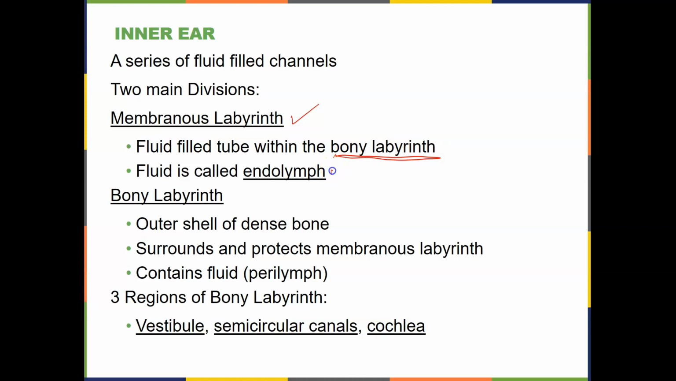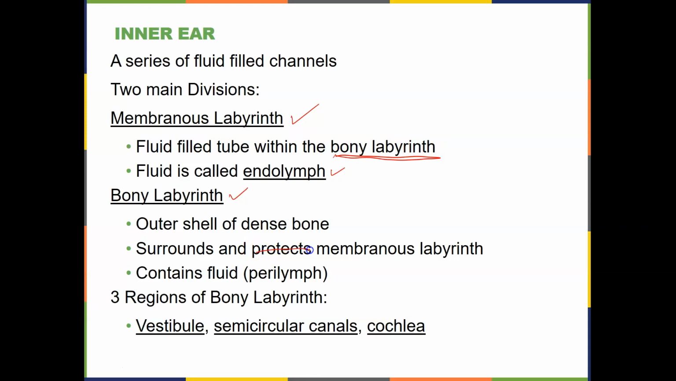The fluid itself is called endolymph. Don't worry about the cells that make it right now. You just need to know that there's endolymph in there. So we have the membranous labyrinth, which is the epithelial tube containing endolymph and sensory hair cells, which we'll get to in a minute. Then we have the bony labyrinth itself, which is that outer dense bone that surrounds the membranous labyrinth.